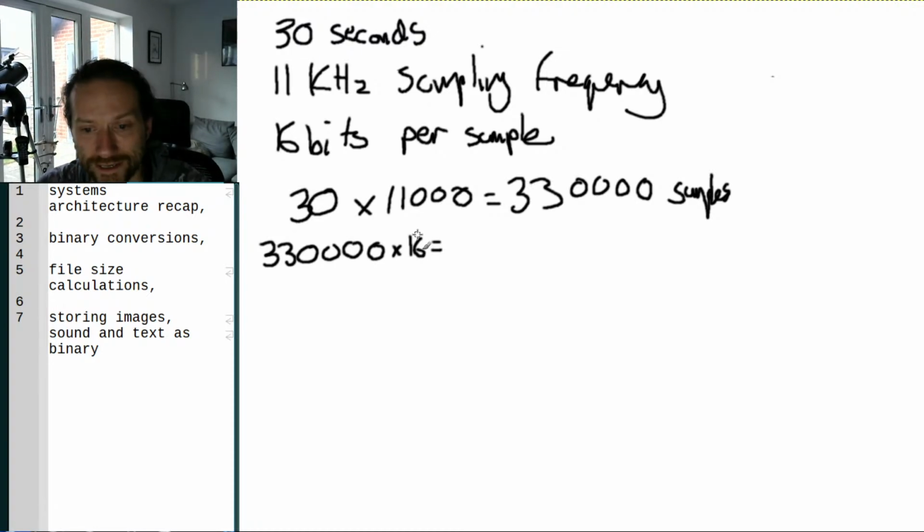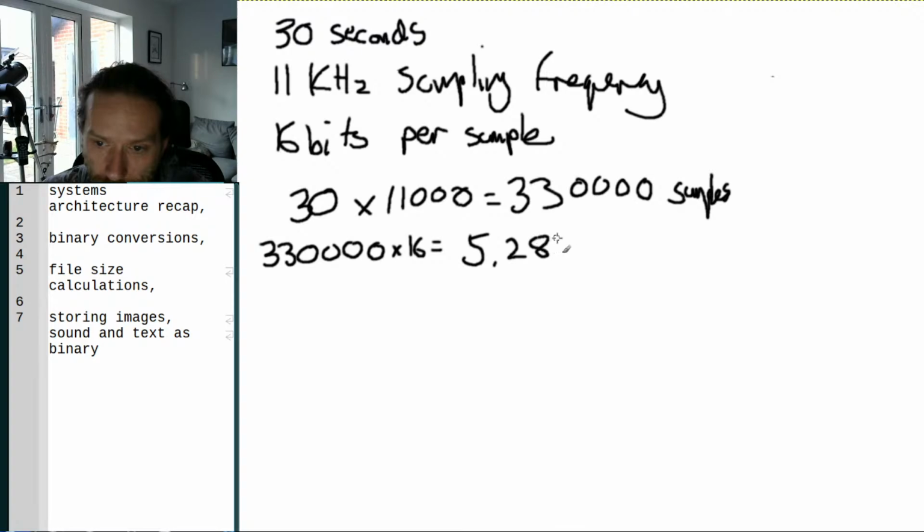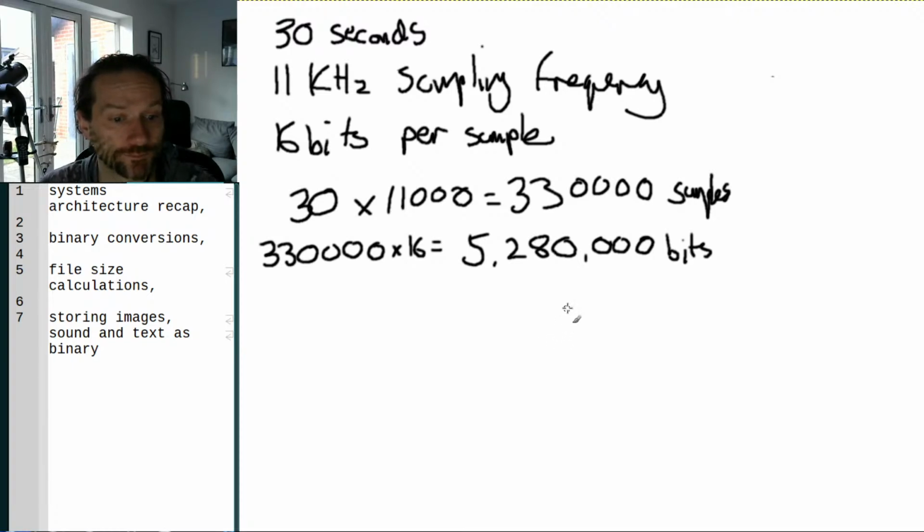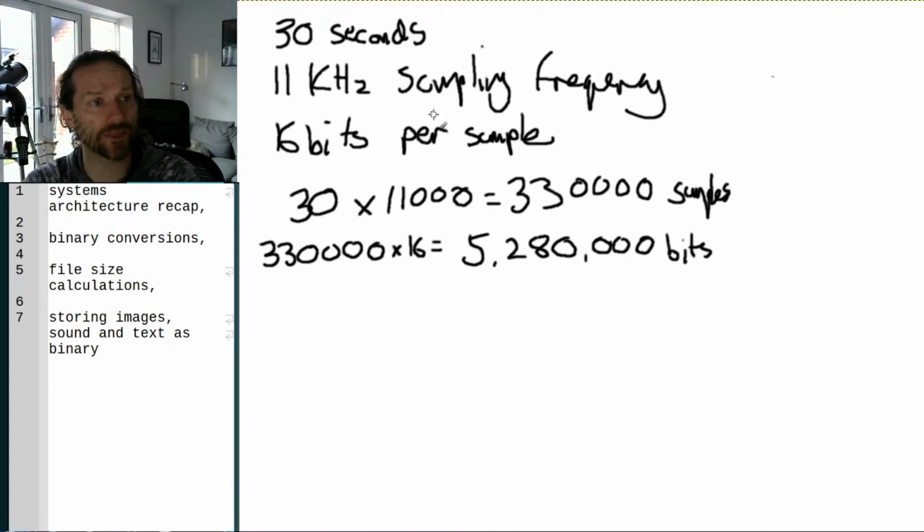is 5,280,000. And that is the total number of bits in the sound file. You see the similarities here, right? Instead of doing width times height and then times bits per pixel, you're doing length times frequency and then times bits per sample. But it's the same thing.